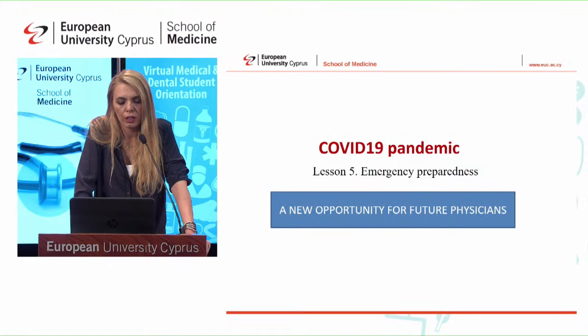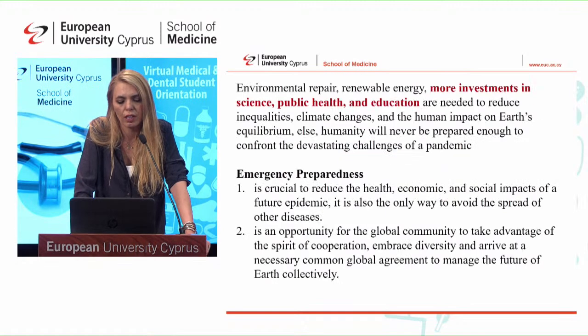So the last lesson is emergency preparedness, and this is how I want to close the session. This is a new opportunity for all of us. This is an opportunity to invest more in science, public health, education in infectious diseases. Emergency preparedness means that we want to reduce the health, economic, and social impact of future epidemics. It means that it's a global opportunity for humanity. And actually, it's a way to improve us as physicians, but also to keep a balance on Earth, on the environment. Thank you.